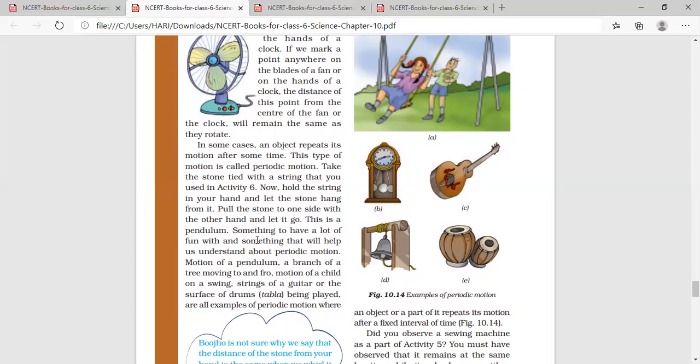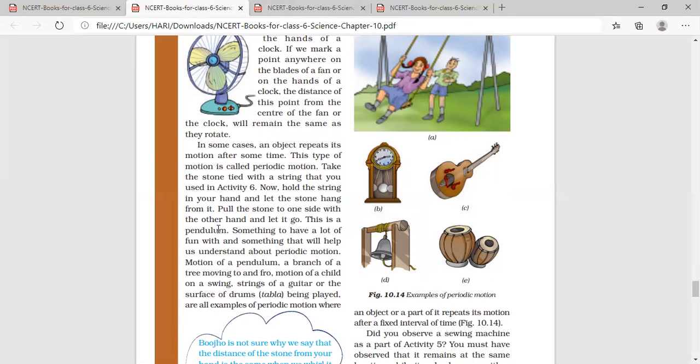And also you can understand how to make a pendulum. You take the stone and the thread used in activity 6. Now hold the string in your hand and let the stone hang from it. Pull the stone to one side with the other hand and let it move. You can see that the stone starts to move from one point, comes to a second point, and from the second point again comes back to the first point.